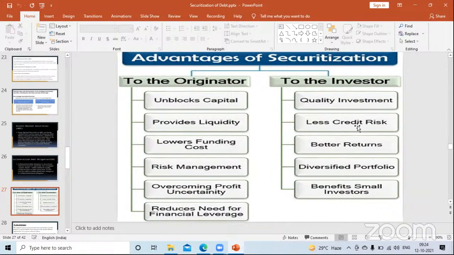Better returns, you will get better returns from such types of securities. Diversified portfolio, you can always choose to have a diversified portfolio, because the risk becomes very low. When your funds are diversified, your risk becomes very low. It also benefits small investors, because securities are big assets, a group of assets.